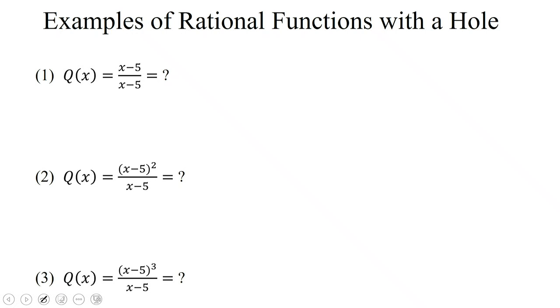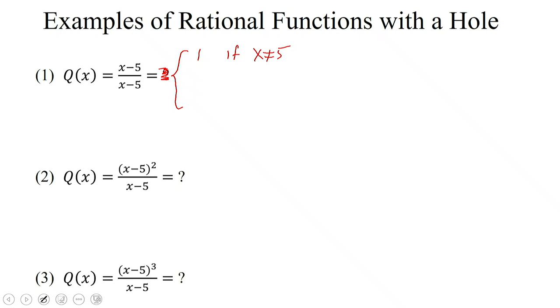So here are three different situations where we will have a hole in the graph. And the question is, you're given the rational function (x minus 5) over (x minus 5), and what does it equal? And of course, you know it's equal to 1. But it's not always equal to 1. It's equal to 1 if x doesn't equal 5.